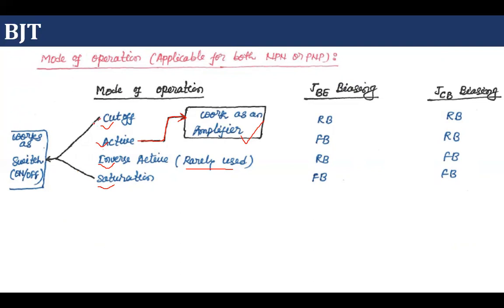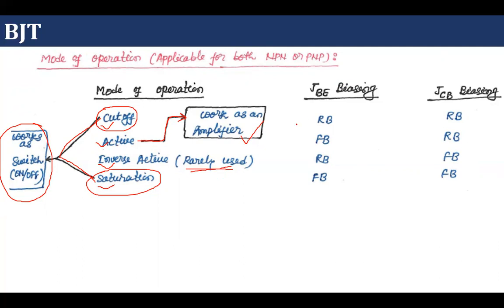And if it is working in cutoff and saturation region, then it will work as a switch. It will be on if it is working in saturation region, and it will behave as an off switch when it is working in cutoff region. Inverse active is rarely used, but we must know what is the meaning of it.